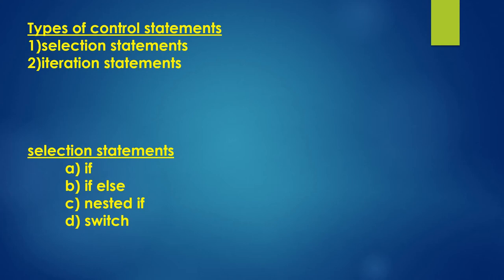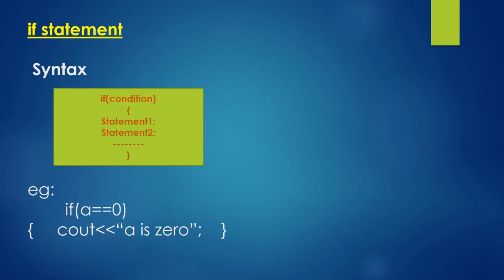Next, types of control statements. What are the types of control statements? Control statements are selection statements and iteration statements. What are the selection statements? We have already learned these selection statements in chapter 5: if else, nested if and switch. We learned the algorithmic concepts in chapter 5. In this chapter, we are learning the programming concept.